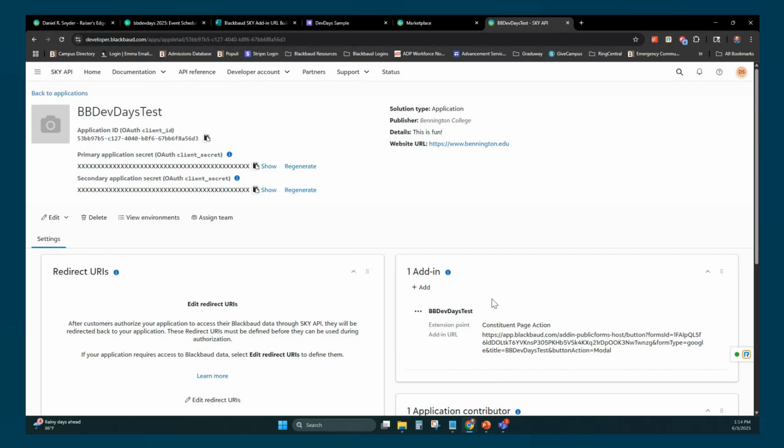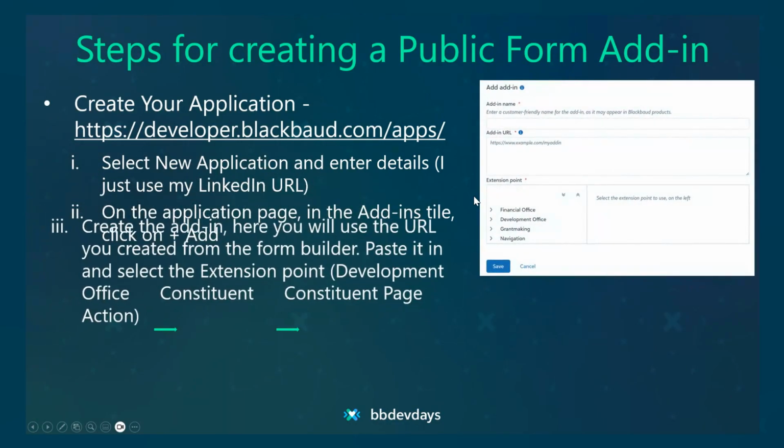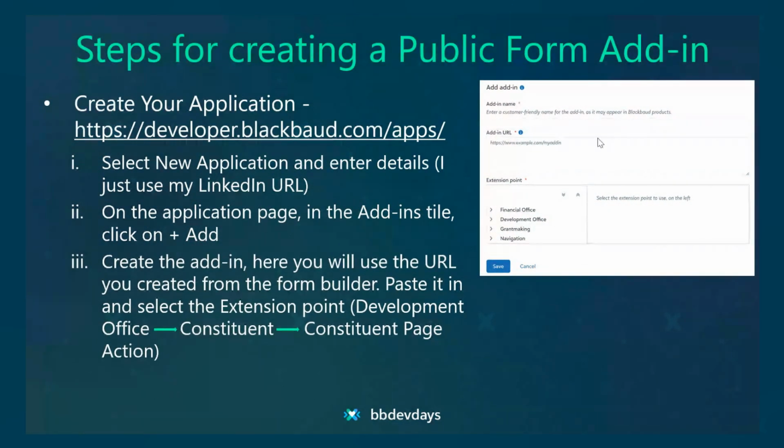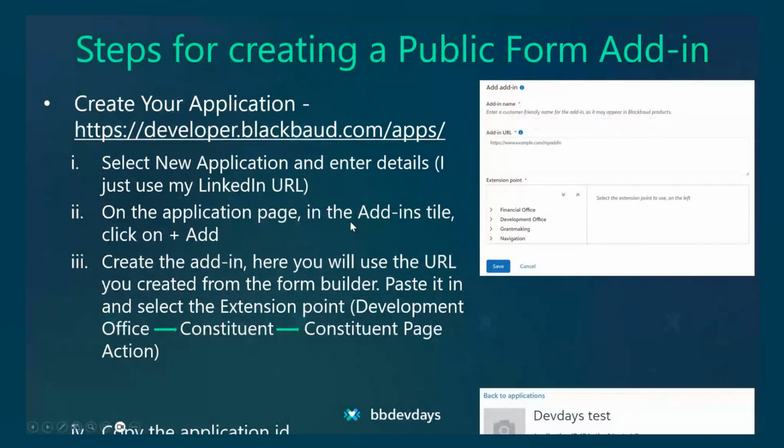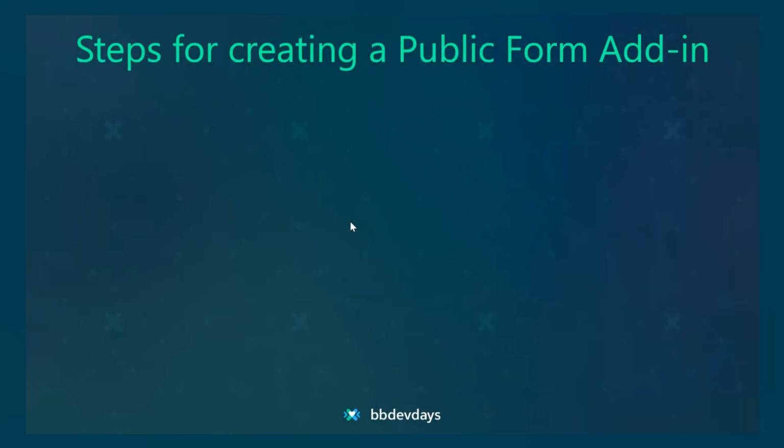Next thing we're going to do while we're still here is copy this application ID. I'm going to just real quick go back. So we've done this, and we've kind of done all of that part. We're copying the application ID.